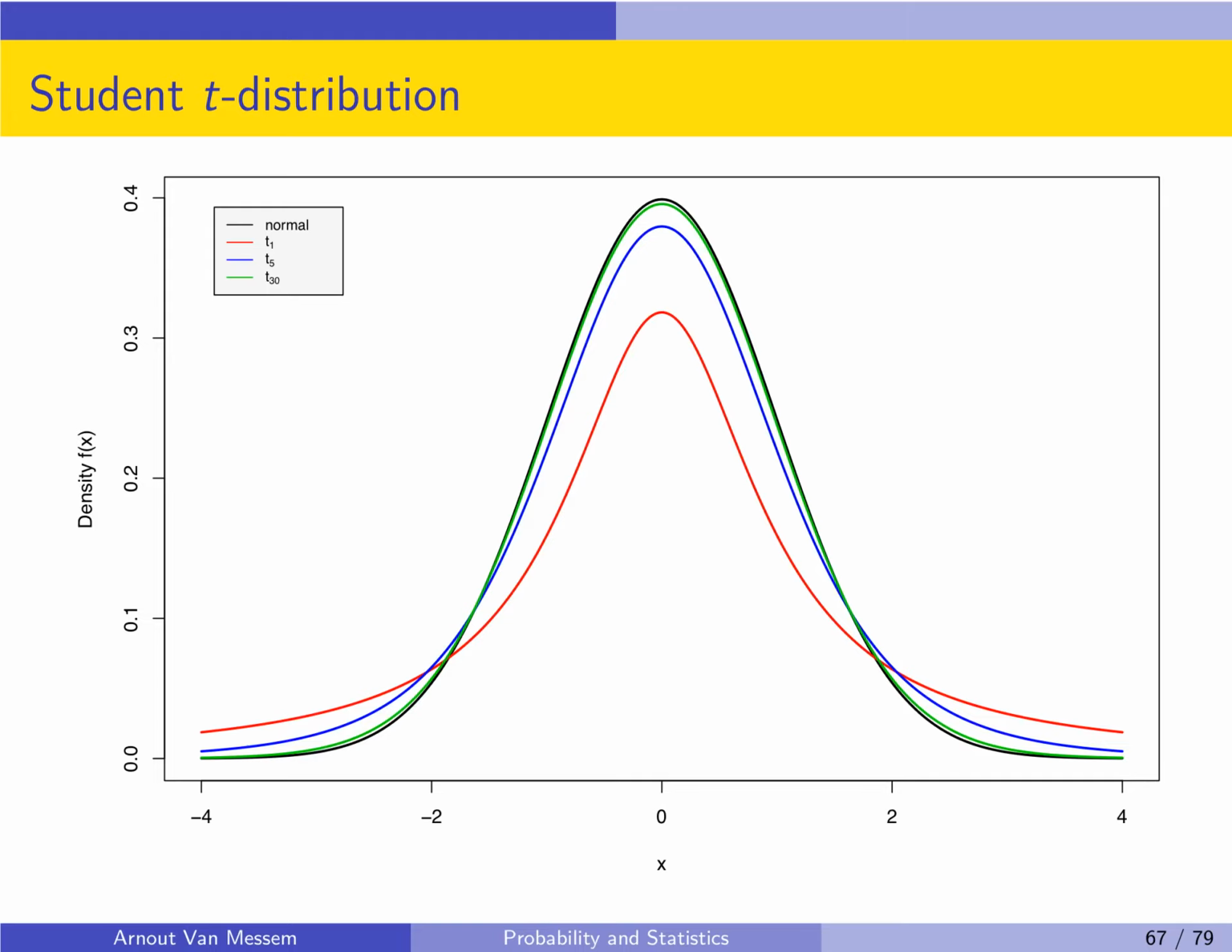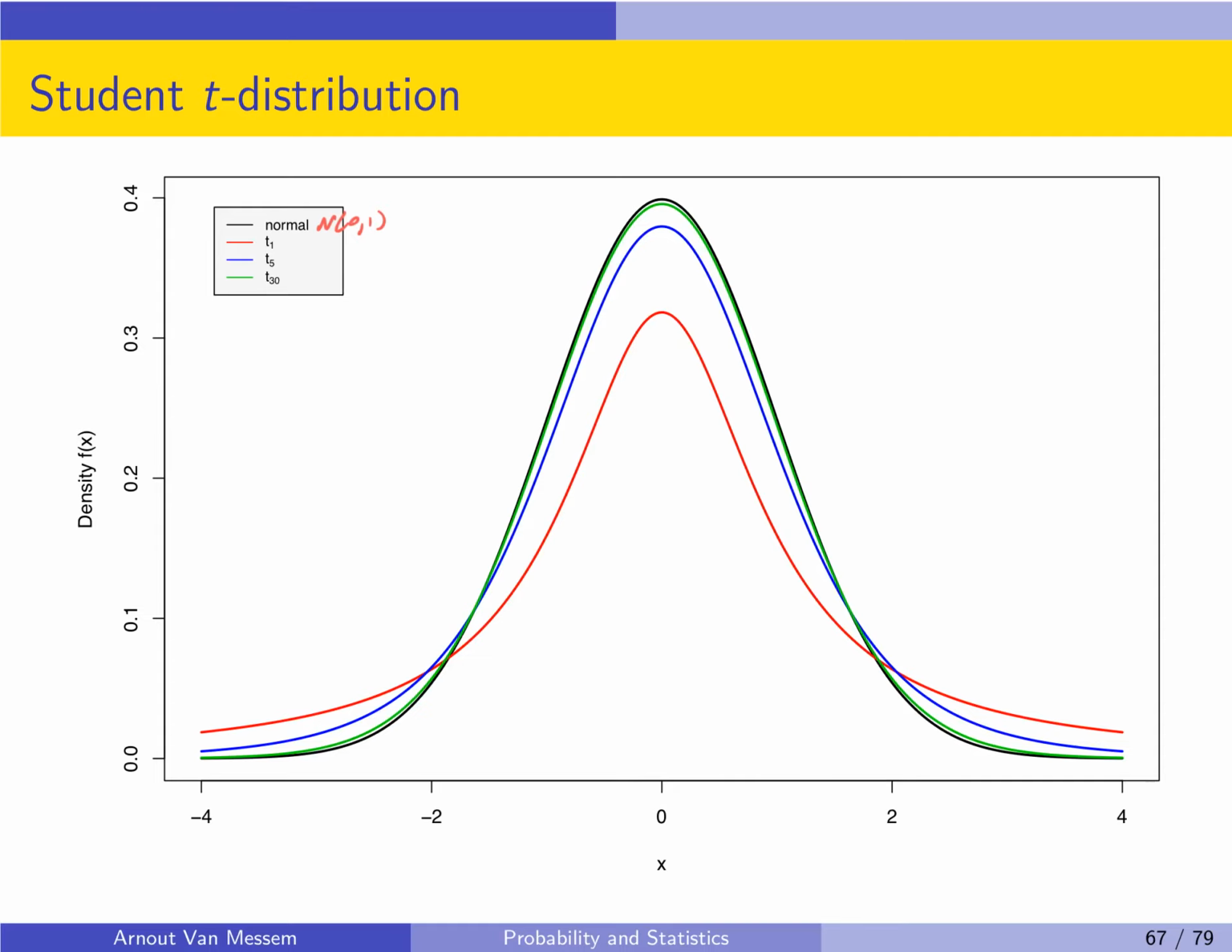On the plot, you see in black a standard normal distribution, and in color you see different t distributions, so student t distributions for different degrees of freedom. The red one has 1 degree of freedom, the blue has 5 degrees of freedom, and the green one has 30 degrees of freedom. What do you see on this plot?